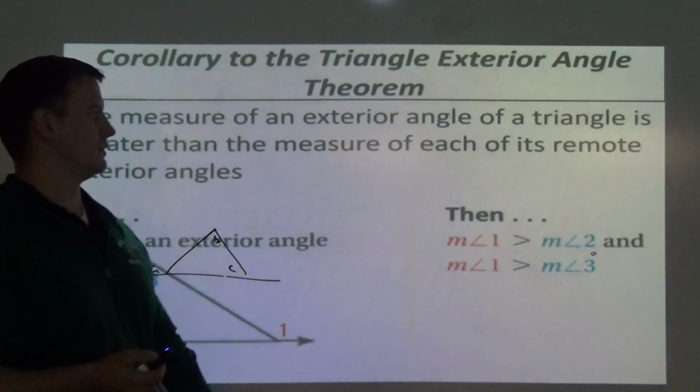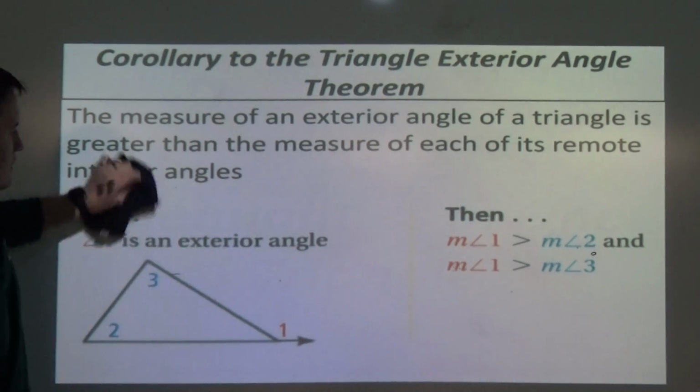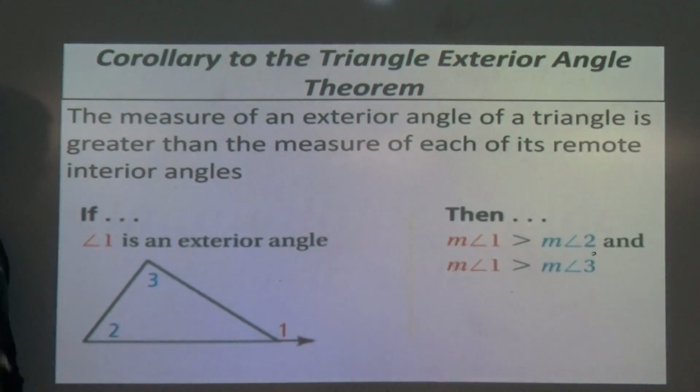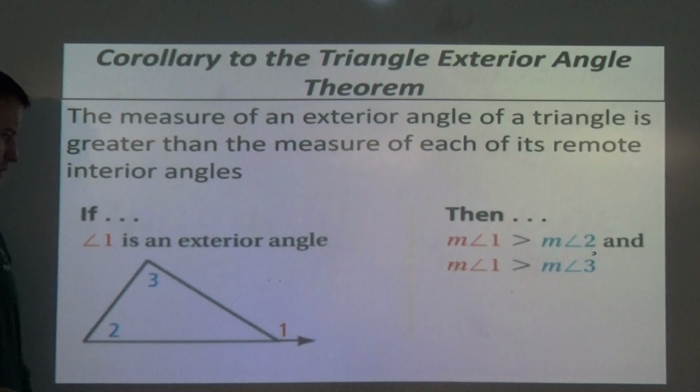So, moving on. This is exactly what I was talking about. This is the corollary of the triangle exterior angle theorem, which states the measure of an exterior angle of a triangle is greater than the measure of each of its remote interior angles. Which we just talked about. That's what I was explaining to you guys when I was drawing on the board. So I'm going to go ahead and move on.